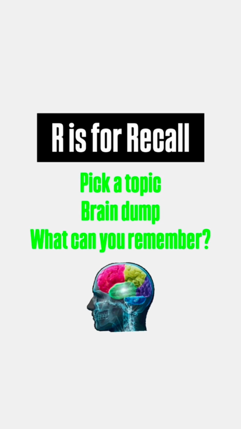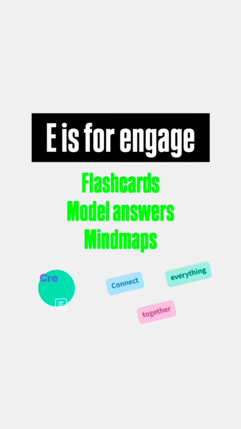Why do this? Well, it helps you spot what you know well and what you've forgotten. So you can focus your revision much more effectively. Doing regular brain dumps trains your memory to recall information under pressure. And that is just like an exam. So after you've done a brain dump, E is for engage.